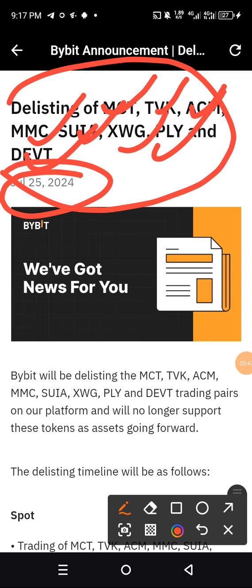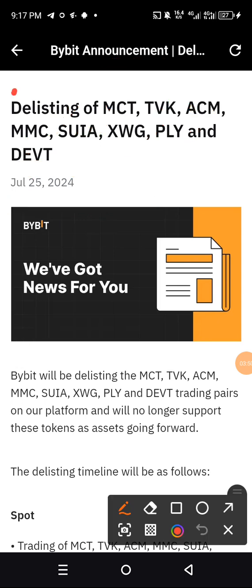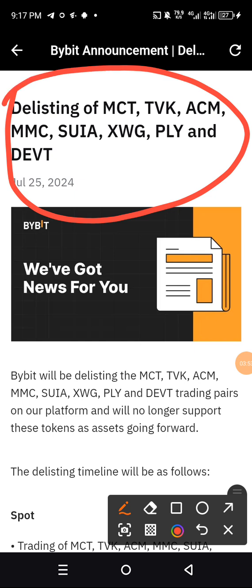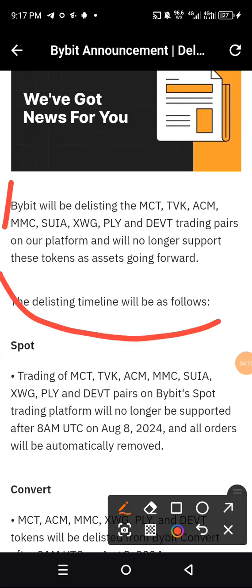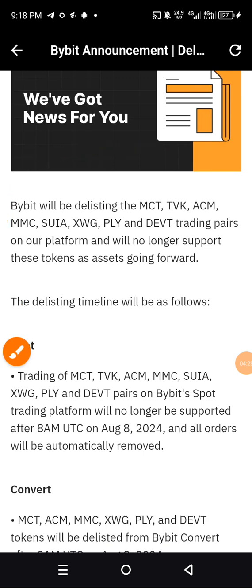Bybit is about to delist those coins, so look at it very carefully. If you're holding any of these coins, I advise you to leave it now. Take your money out of it and wait for any other information. Go down a little. This place says Bybit will be delisting the below coin trading pairs on our platform and will no longer support these tokens as assets going forward. This backs up the information that Bybit is really going to delist these coins.